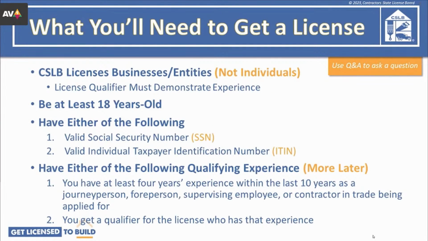First, it's important to understand that CSLB does not license individuals. We license companies or businesses, also called entities. Many entities are one-person operations, but know that every entity, even a one-person operation, must have a qualifier. That's someone who has the minimum experience and is responsible for the operations of the company.